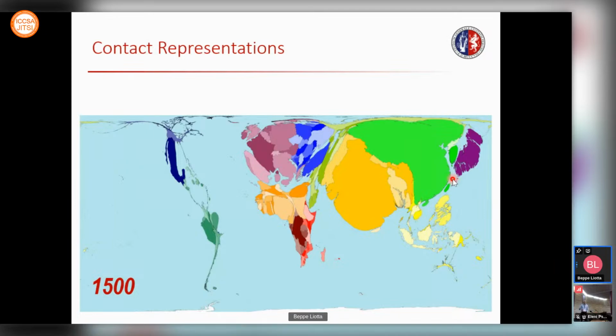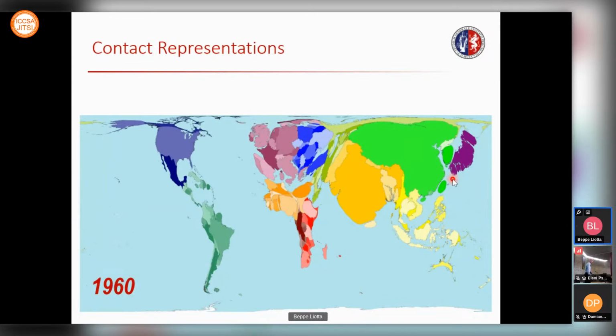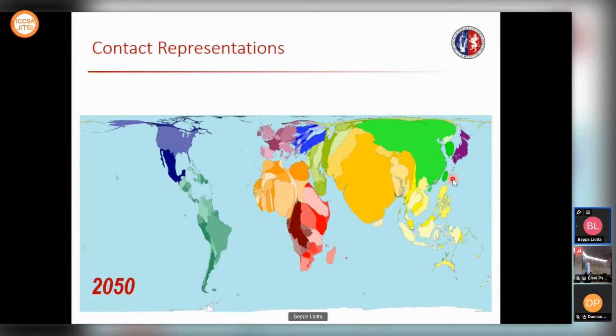So here, this is a contact representation of the distribution of the population in the world in 1500. Then you can animate and see what happens in 1900, and then what happens in 1960, and what is the projection for 2050. Okay, so this is this type. Again, when regions touch, you have an edge. Here, the edges correspond to commercial exchanges, for example, or simply geographic boundaries.